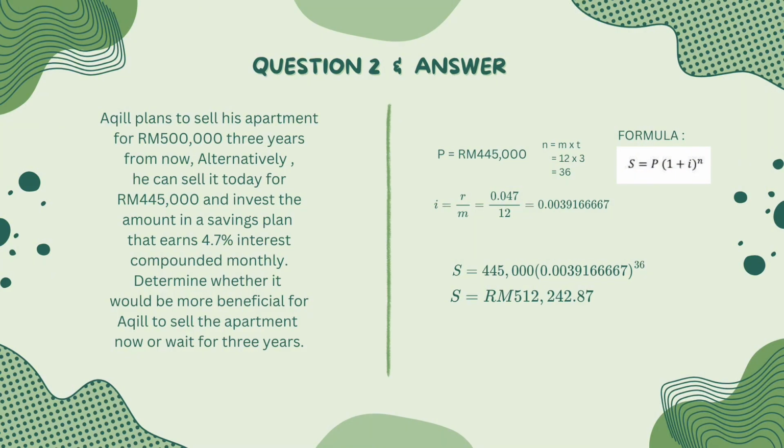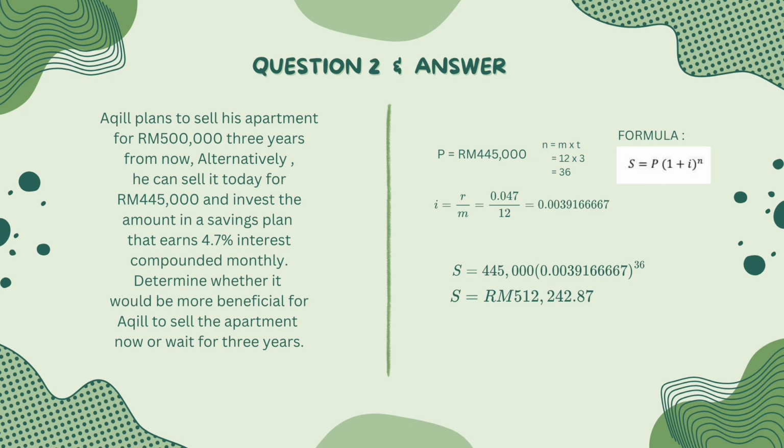So the calculation will be S equals 445,000 multiplied by (1 plus 0.003916667) exponent 36. In the end, we will get the future value of S equal to RM 512,242 and 87 cents. For your information, for the other plan, we don't have to solve anything as the S value has been given, that is RM 500,000.